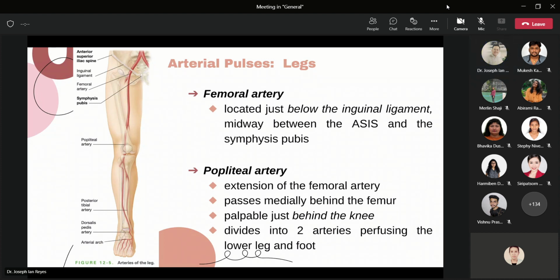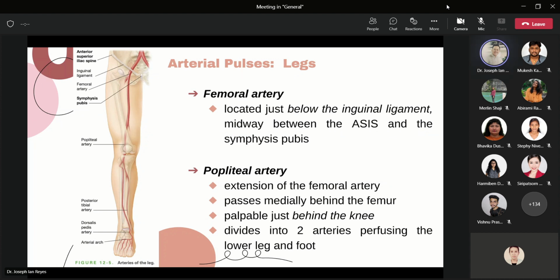Okay. Next, you have your popliteal artery. It is an extension of the femoral artery. It passes medially behind the femur and is palpable just behind the knee. So from the femoral artery you go down, then it would be the posterior portion of your leg. Later we will discuss how to palpate that.